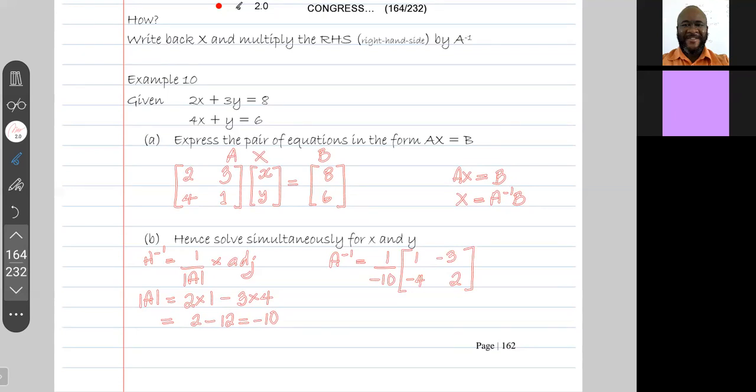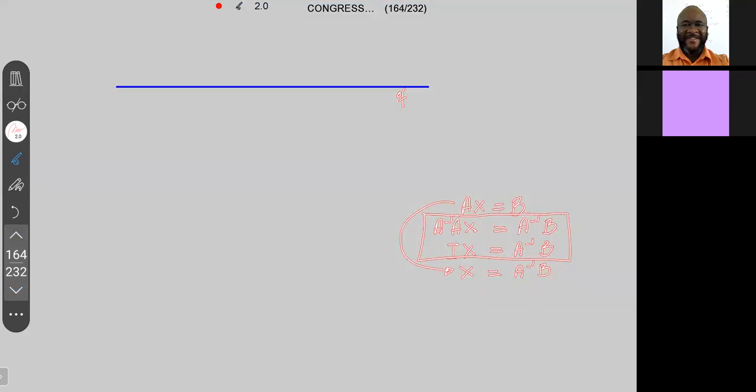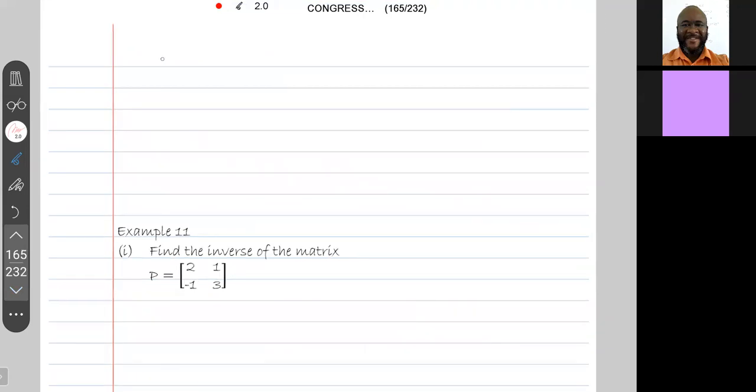All right, so remember now, we're solving the matrix equation. So we're going to write back the matrix X on the left-hand side. So this is X, Y, that's the matrix X. And we're going to multiply the right-hand side by A inverse. So A inverse is 1 over minus 10 times 1, minus 3, minus 4, 2. That's A inverse multiplied by B, which is, I think, 8, 6.